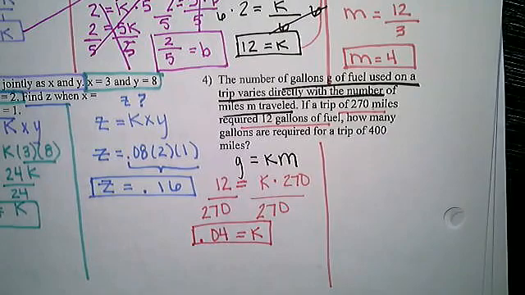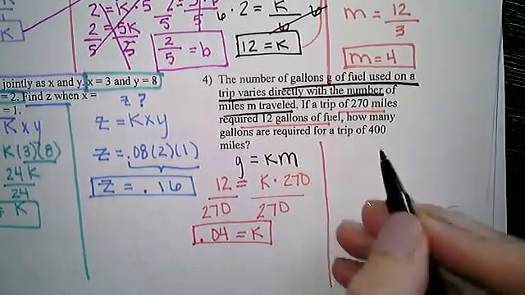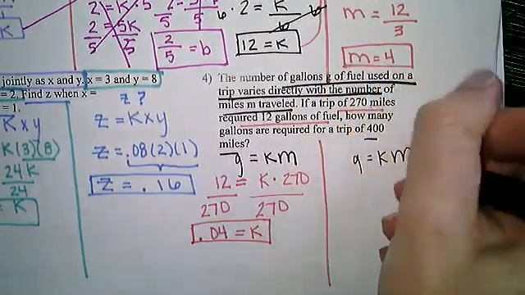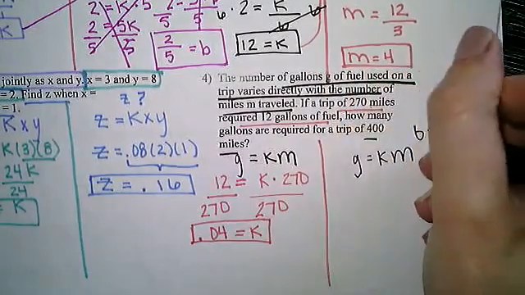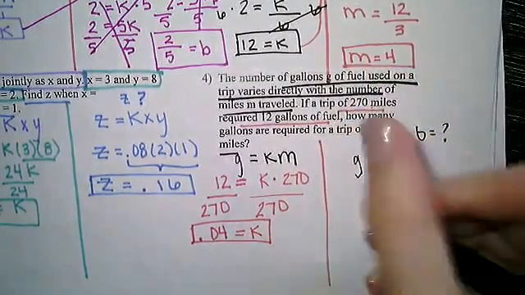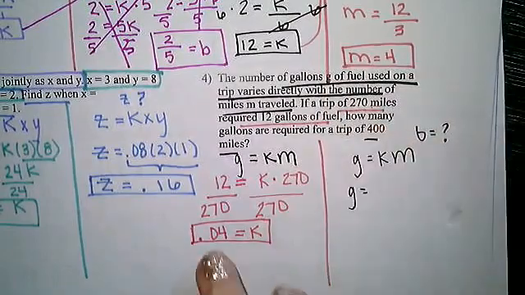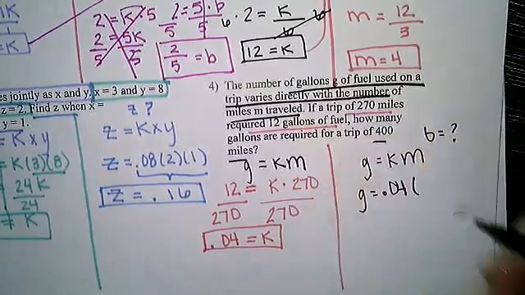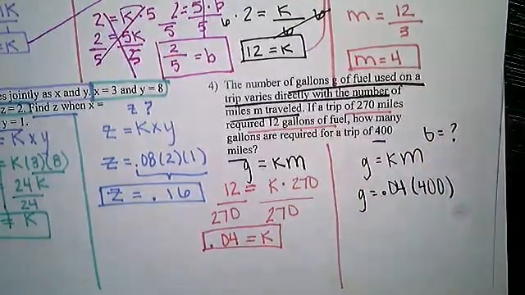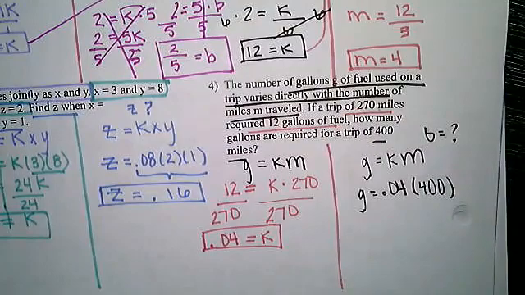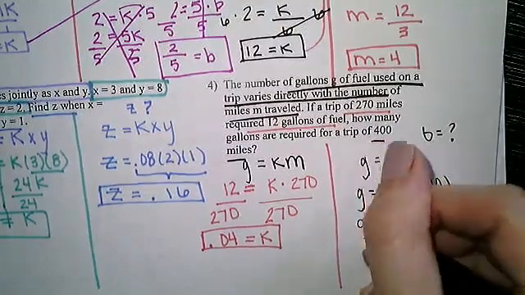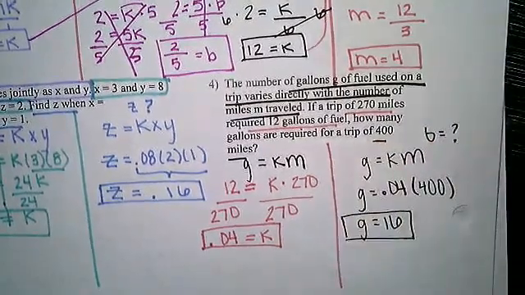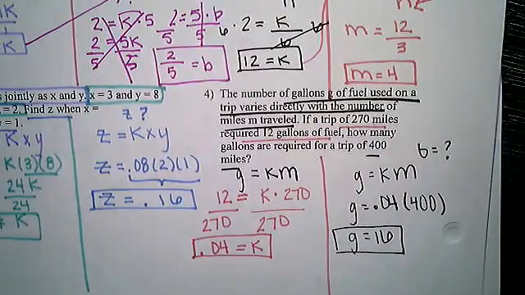Now they're asking how many gallons are required for a trip of 400 miles. So you're going to use your same equation, and we're trying to solve for gallons. So I'd put question mark. We know that K is 0.04, so we can plug that in. And this specific trip is 400 miles. So 400 times 0.04, a 400-mile trip would take 16 gallons. You can just write G equals 16 or 16 gallons.